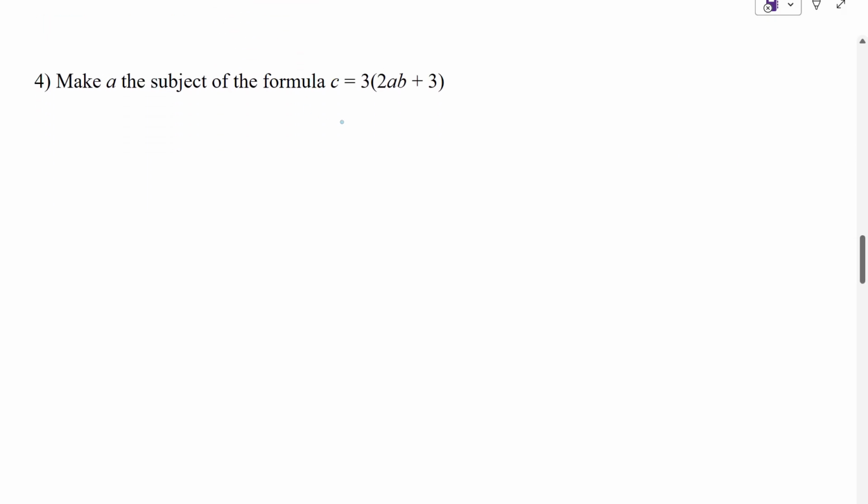Okay, last question here. We need to make a the subject of this formula. Let's multiply out this bracket and then rearrange to get a on its own. C equals 6ab plus 9. Now this equation is a bit easier to rearrange. Starting off, let's get rid of this 9.